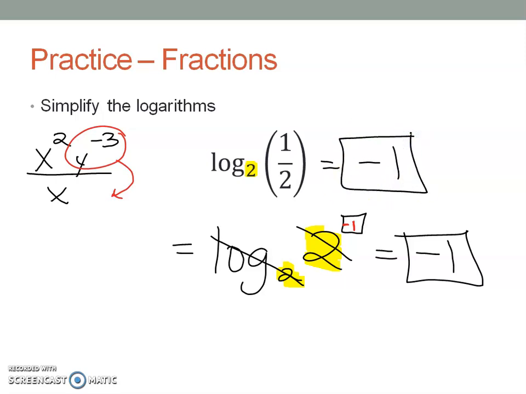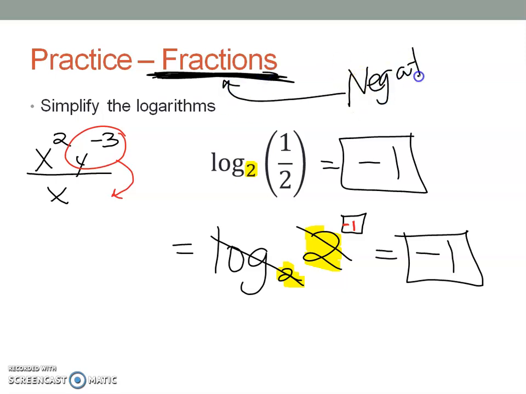Okay? So our note for this is if you see fractions show up in the parentheses, we're going to use negative exponents. If you see fractions show up, and this is important, I'm showing you guys each one of these examples. Fractions show up, we're using negative exponents.